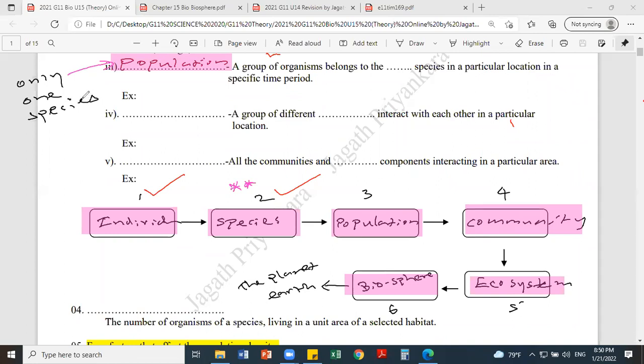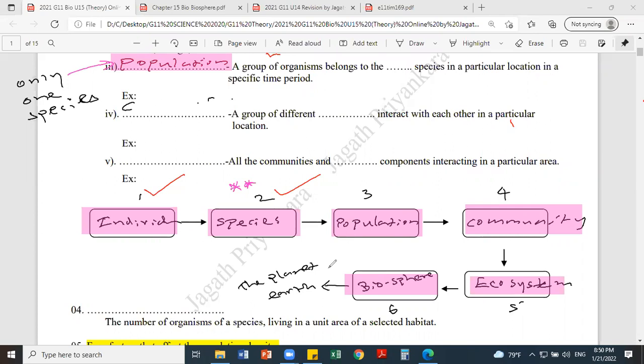Is that clear? Right. Then next one, number 4. What is the fourth level? First I gave individual, number 2 I gave a species, and number 3 population. Number 4, all the populations in a certain place, a group of different, not the same population. You can't take elephants from Udawalawa, elephants from Pinnawala, and elephants from Yala, and put everything into one place and call that a community, because that is a population. They should come from different types or different species. That's what we call community.